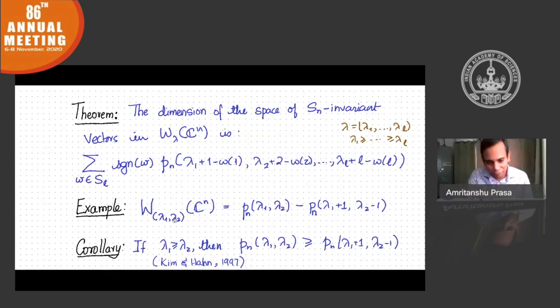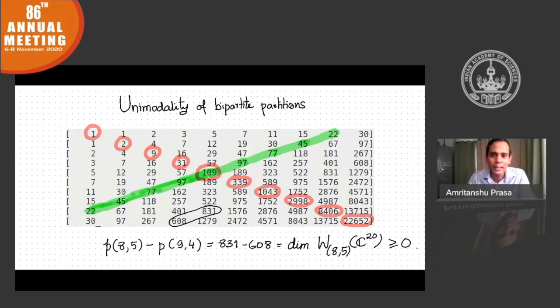So what this means is that if lambda 1 is greater than or equal to lambda 2, then Pn of lambda 1 lambda 2 had better be greater than or equal to Pn of lambda 1 plus 1 lambda 2 minus 1, just because their difference is the dimension of some vector space. I'm sorry, this should be the Sn invariant of W lambda 1 lambda 2, not W lambda 1. Okay, so what this is doing is it's giving a unimodality result for what are called bipartite partitions.